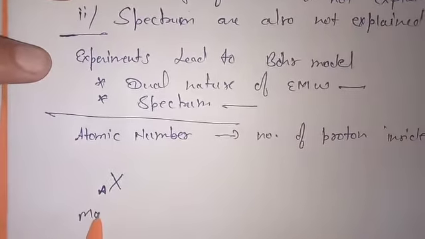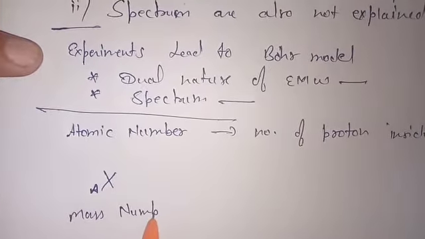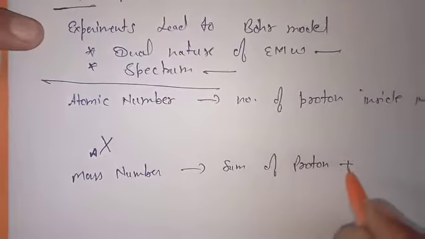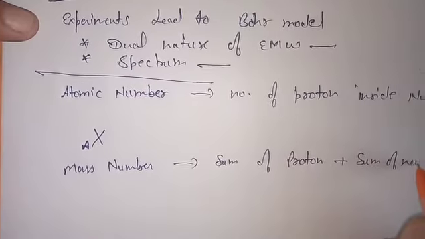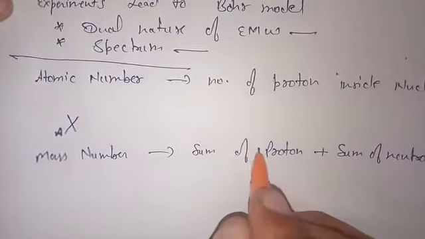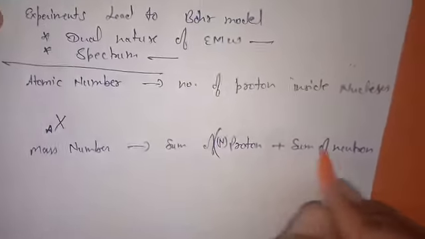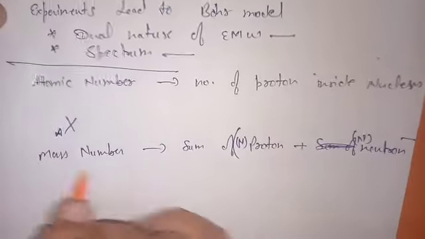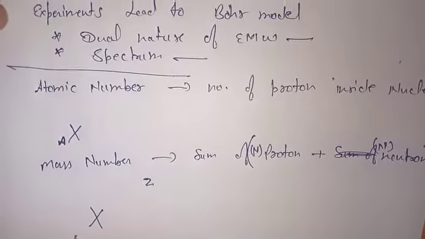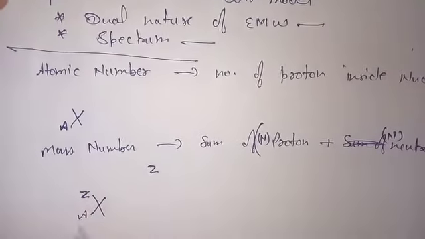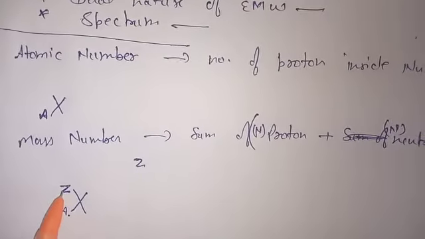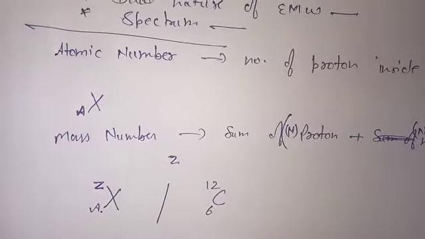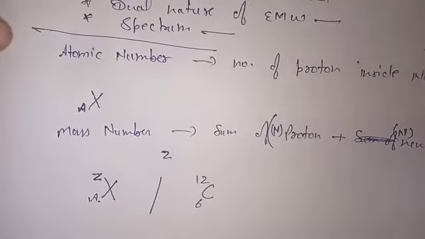Then there is mass number. Mass number is the sum of the number of protons plus the number of neutrons. Let's represent it by Z. So the element is represented with A and Z, both on the same side: atomic number down, Z down. For example, carbon has 6 as its atomic number and 12 as its mass number. In this way, all elements will be represented.